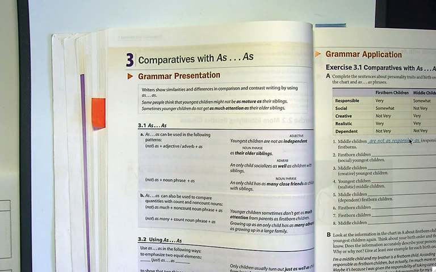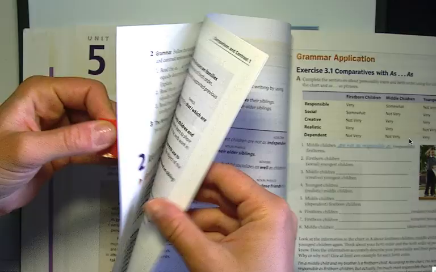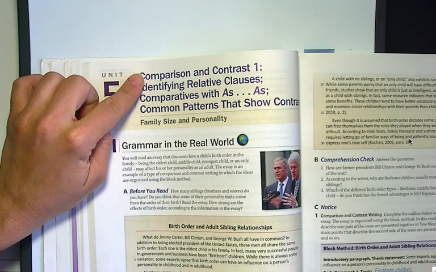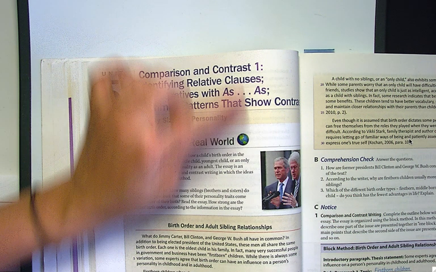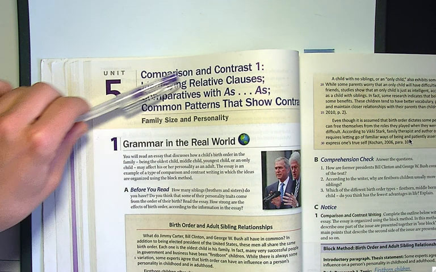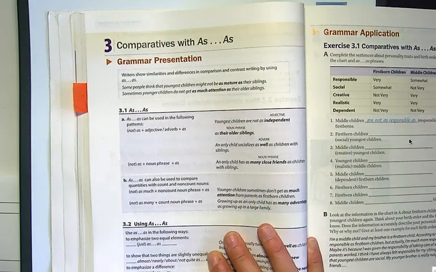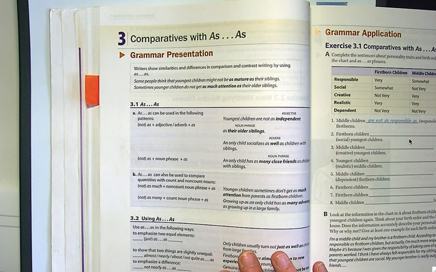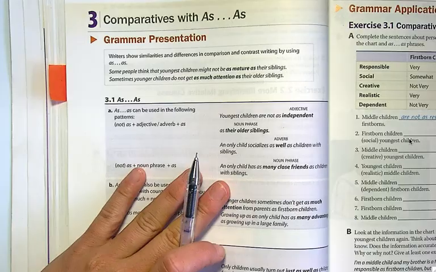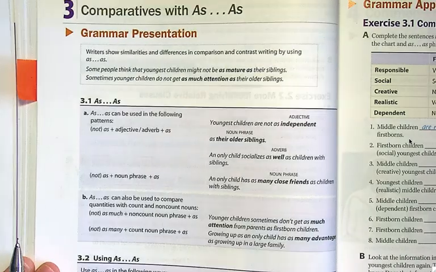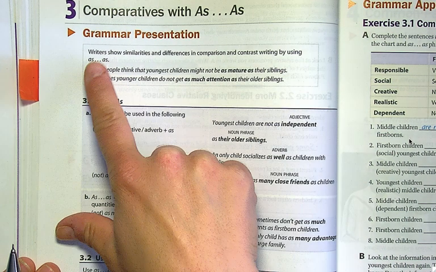While I was previewing this chapter, I looked at the beginning of the chapter, which said we're looking at comparison and contrast grammar. Well, I know I'm going to get some grammar for comparing and some grammar for contrasting. Comparing means similar, contrasting means different. So, comparatives with as, I put in my chart under similar because I know the meaning, but we can also look at the explanation. Writers show similarities and differences in comparison and contrast writing using as.